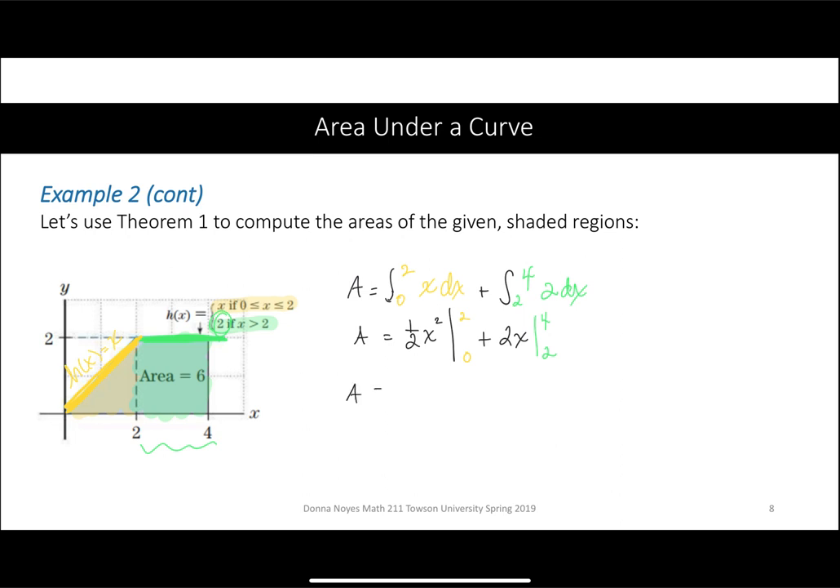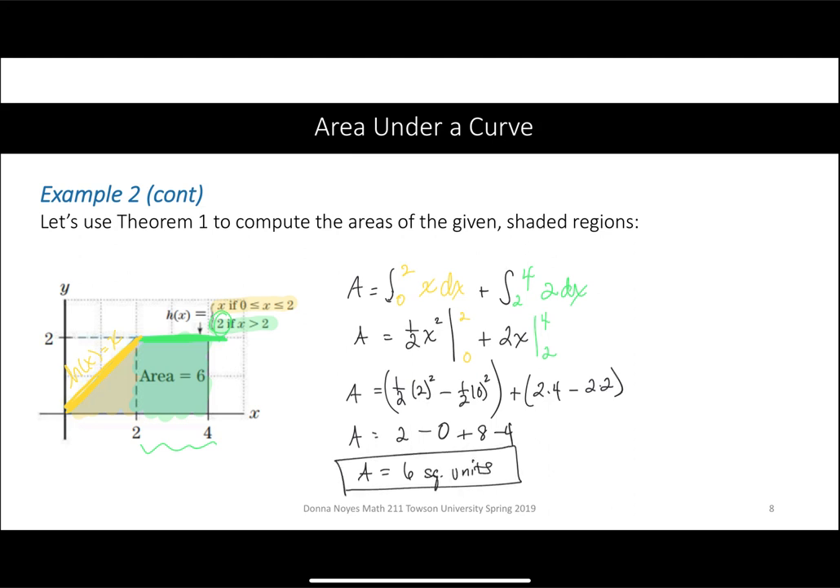So when we start to find that area, we get 1/2 times 2 squared minus 1/2 times 0 squared here. We're going to add to it 2 times 4 minus 2 times 2. Or we get an area of, let's see, 2 squared is 4, divided by 2 is 2, minus, well, that part's 0, plus 8 minus 4. So we get 10 minus 4, so our area is 6 square units, which matches exactly with what we found by adding up the triangle and the square.